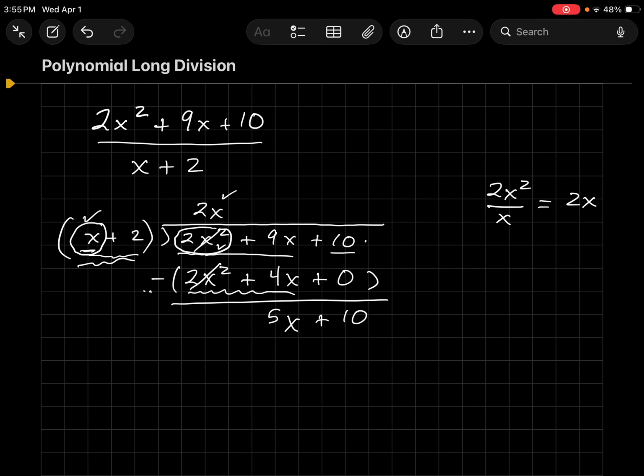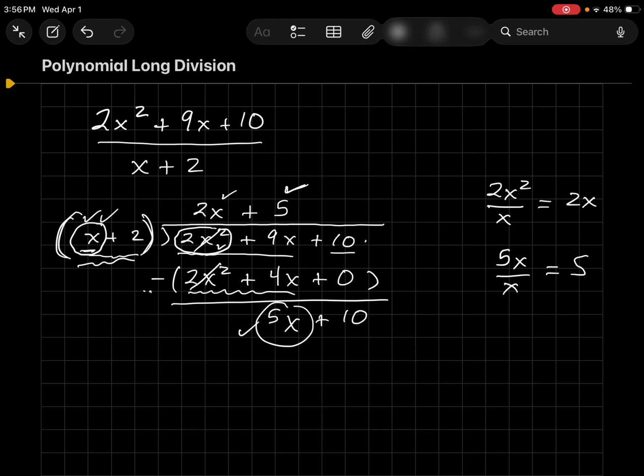Once again, I think highest powers only, the x, and now the 5x, the highest power of what's left over. And say x times what equals 5x? Well, plus 5. Or I could have done it the other way, like I did on the right, where I do 5x divided by x equals what? And I get positive 5. So to get this number up top, highest powers only, but then I need to multiply that number right there by the entire factor and put it down here.